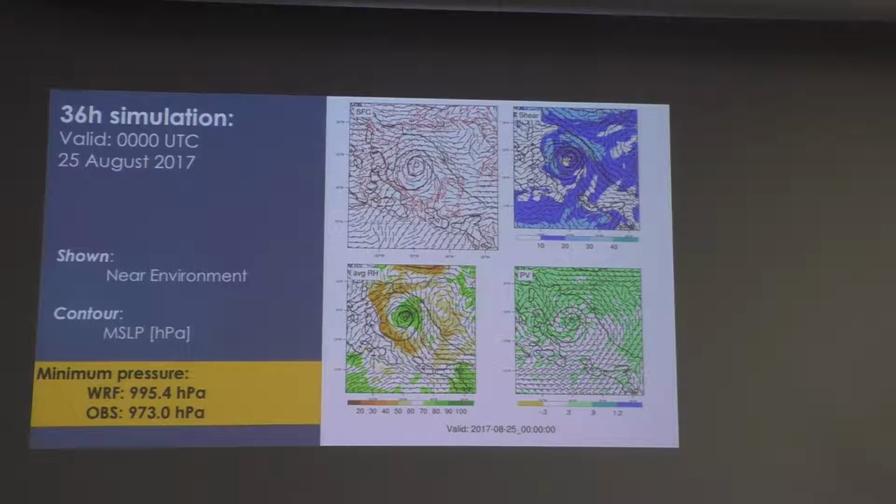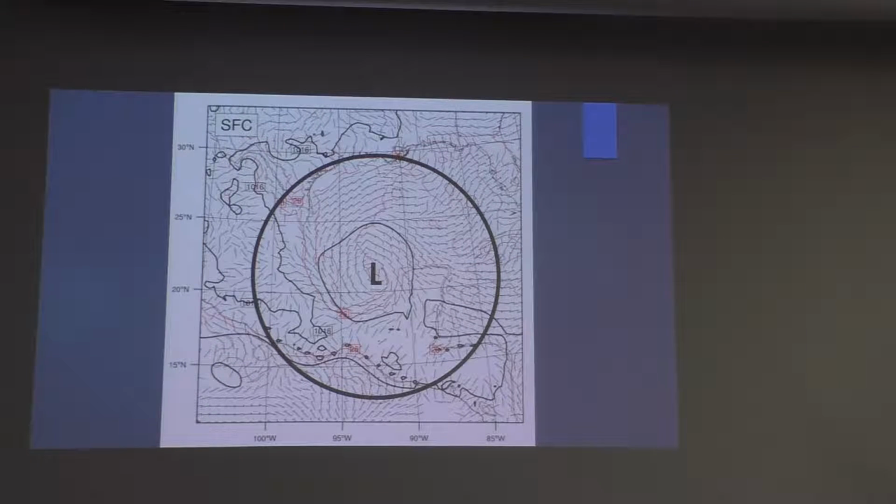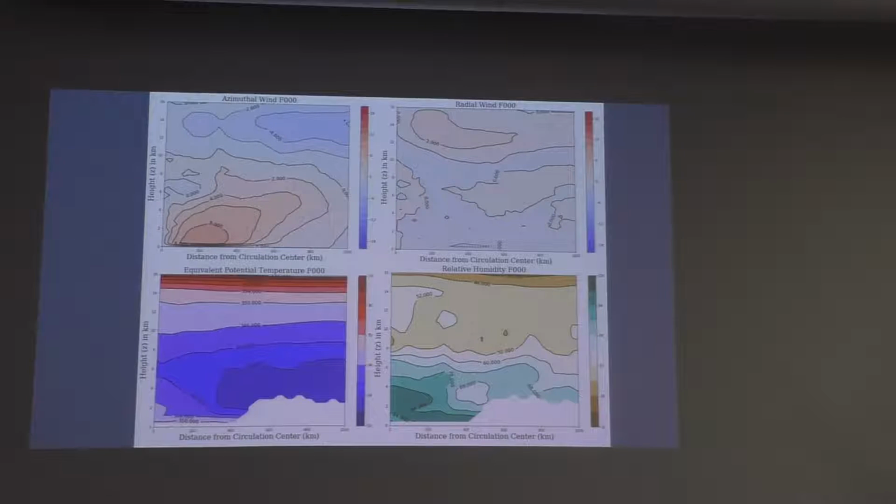To get a view of what's happening in the vertical, I'm taking advantage of the fact that tropical cyclones are axisymmetric and doing an azimuthal average. Just for context, this circle represents 1,000 kilometers away from the center of the storm, where I'm doing an azimuthal average around it. What I'm showing here is the azimuthal wind, which is defined as positive into the board, so the low-level cyclone, and out of the board is the upper-level anticyclone. And then radial wind, where negative is into and positive is out of the cyclone center.